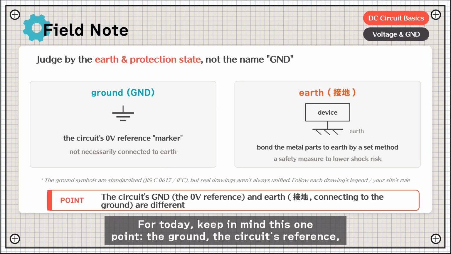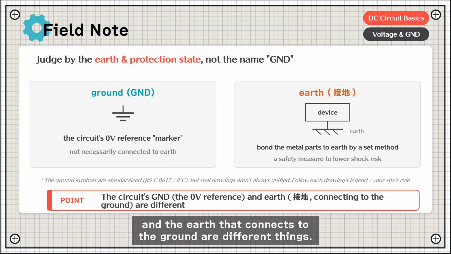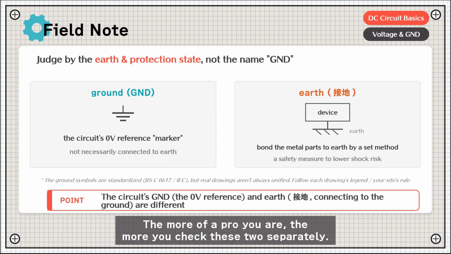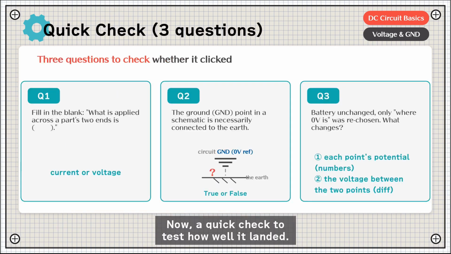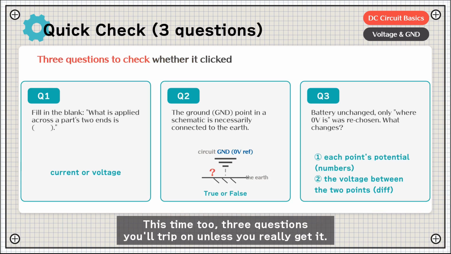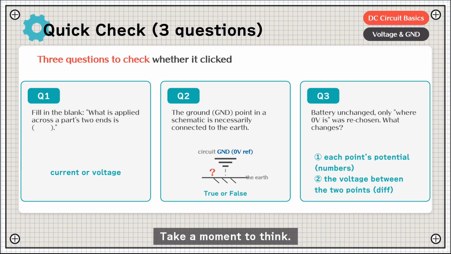For today, keep in mind this one point. The ground, the circuit's reference, and the earth that connects to the ground are different things. The more of a pro you are, the more you check these two separately. Now, a quick check to test how well it landed. This time too, 3 questions you'll trip on unless you really get it. Take a moment to think.